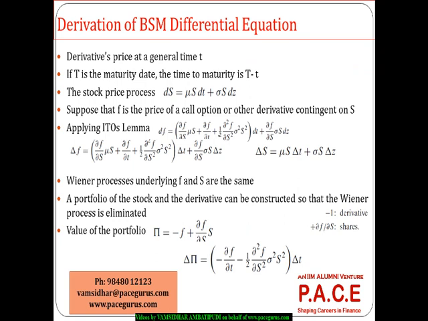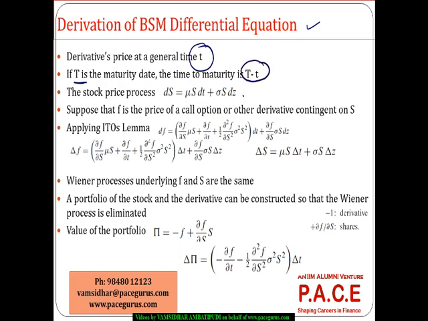Now, let's get into the conceptual aspect behind the derivation of the Black-Scholes differential equation, which is talking about the derivative's price at a general time t. Whatever this BSM differential equation, it talks about the price of a derivative at a general time t. So if capital T is the maturity date of that derivative, the time to maturity is T minus t.